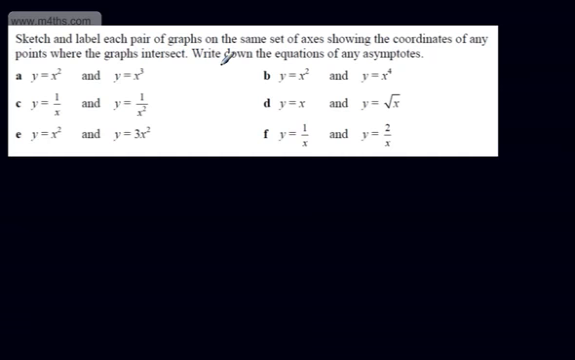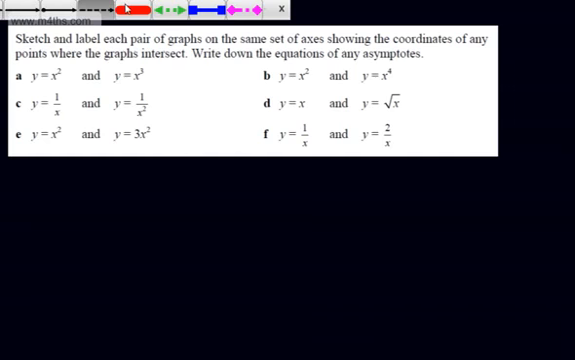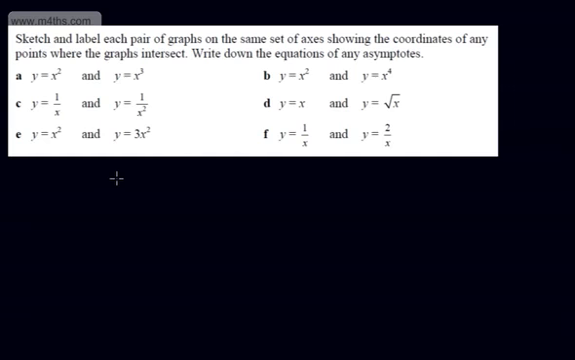Generally speaking, you'll be expected to be able to draw linear graphs, so y is equal to mx plus c, quadratic graphs, cubic graphs and reciprocal graphs. I've included some of these for completeness. So let's look at a couple of examples. Let's go for y is equal to x squared and y is equal to x to the fourth.